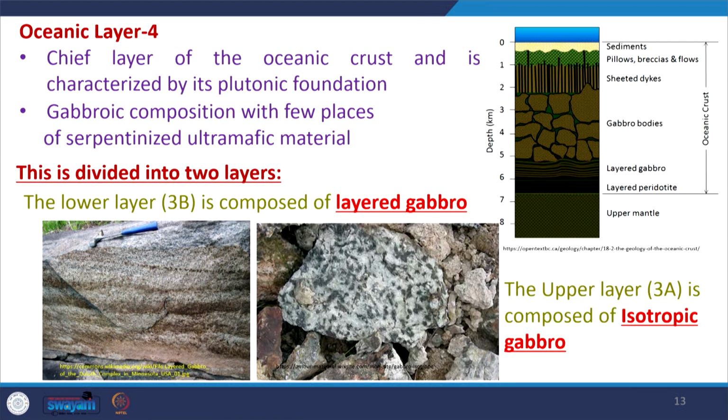Then we are landing at oceanic layer 4, that is the gabbroic layer. So, layer 1 is sediment, layer 2 is pillows, layer 3 is sheeted dikes, then layer 4 is the gabbro. It is the chief layer of the oceanic crust and is characterized by its plutonic foundation. Now, gabbro is a plutonic rock, with gabbroic composition and a few places of serpentinized ultramafic mineral.